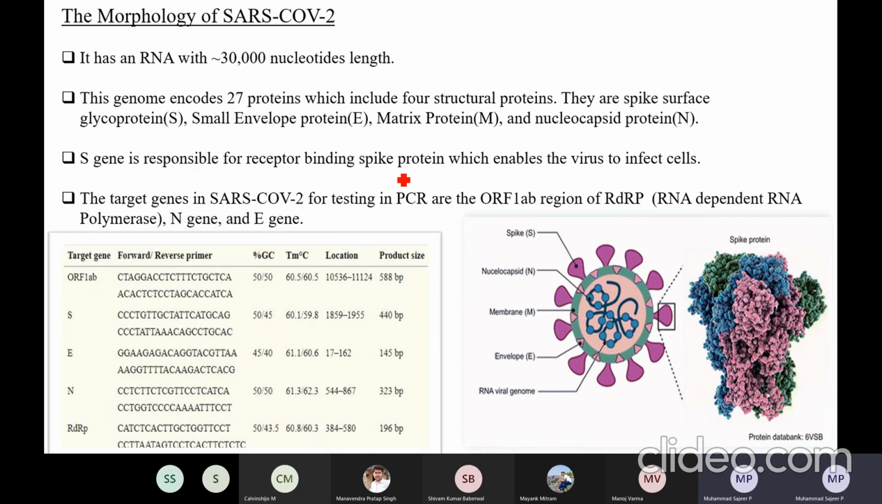Actually, this virus has RNA around 30,000 nucleotides in length, which encodes 27 proteins, including the structural proteins outside. The S gene is responsible for the receptor binding spike proteins, which enable the virus to infect the cells. And you can see that these are the target genes in COVID. These are the main target genes, and these are the primers, and we do that.